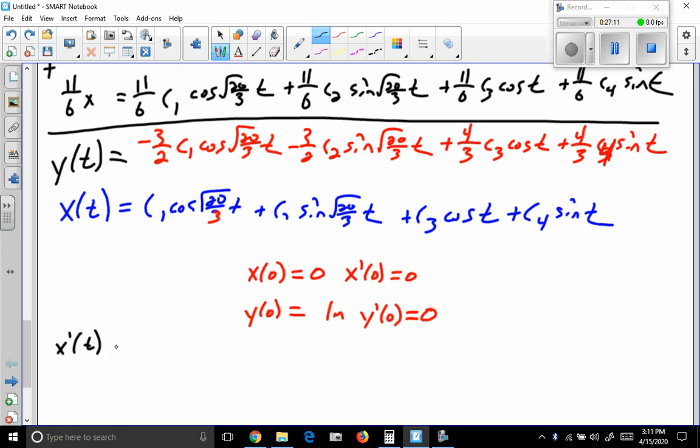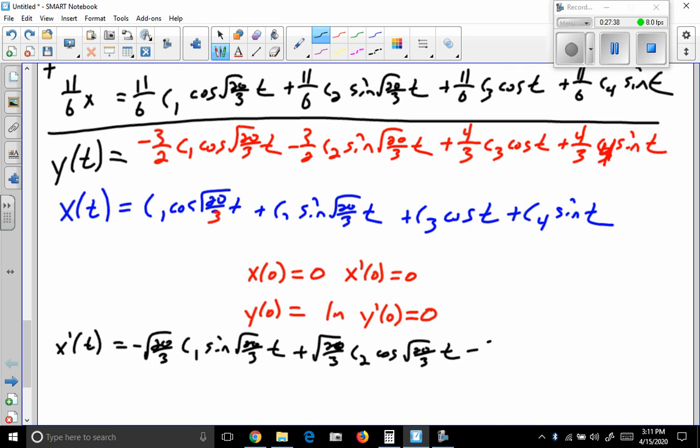So remember, the derivative of this, we get negative root 20 over 3 C1 times sine of root 20 over 3 t. If we take the derivative of that, we get root 20 over 3 C2 cosine root 20 over 3 t. We take the derivative of that, we get minus 3 sine t plus C4 cosine t.